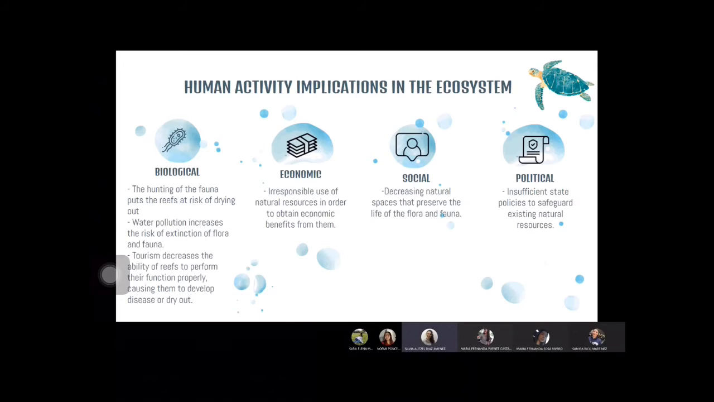And then we have at last the political implications, which are that there are not enough policies or they're not stated as they should be to safeguard the coral reef and all the animals that live in it.